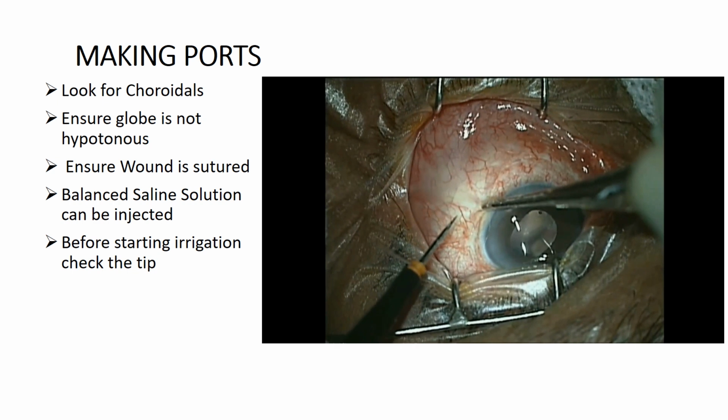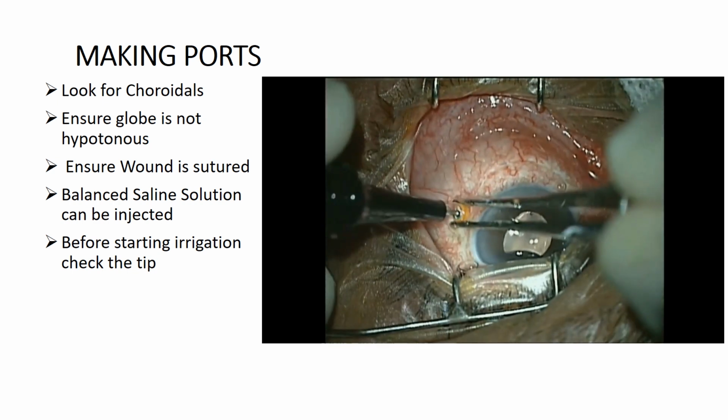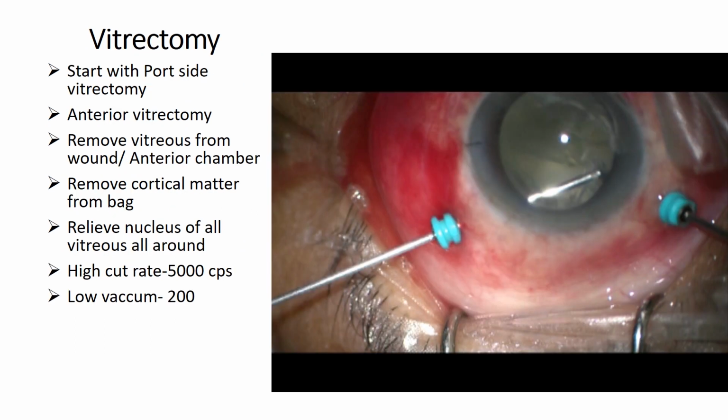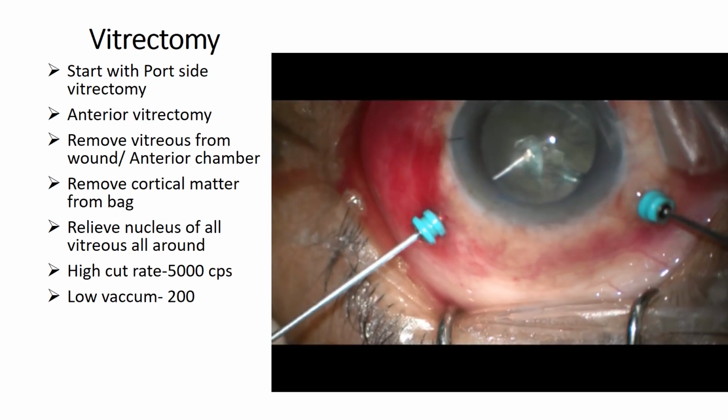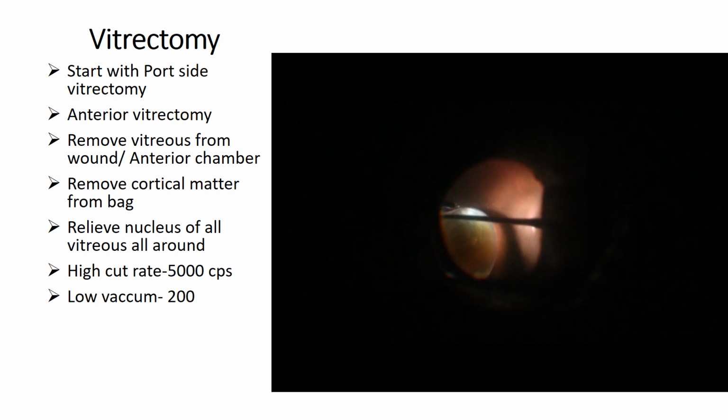Before making the ports, look for choroidals. Inject a balanced salt solution if necessary. Start irrigation only after checking the tip. Do a good port side anterior vitrectomy. Remove the vitreous from the anterior chamber.